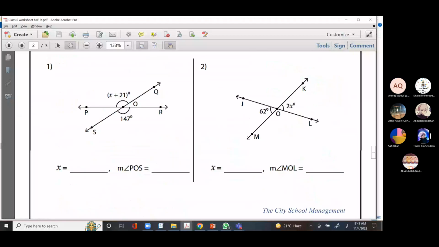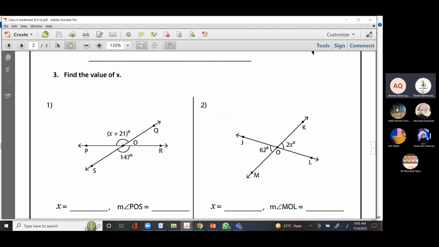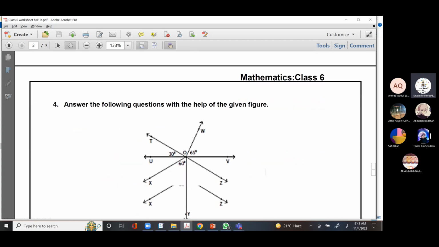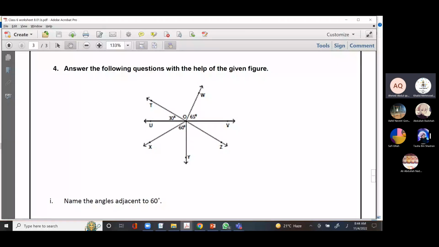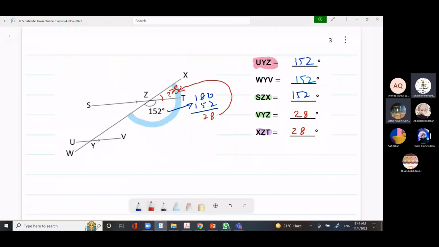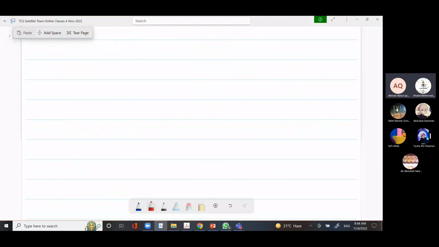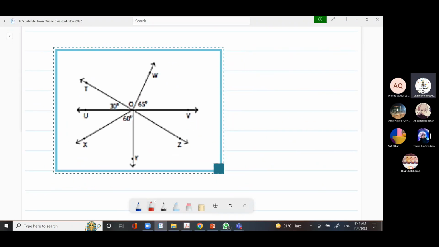See, there are many shapes here. Find the value of x. This is related to algebra, and I'm not going into algebra because we are going for this shape. This shape, you can do it. I'm copying this shape. It's a tough one. What do you think about this shape? It's a tough one, huh?